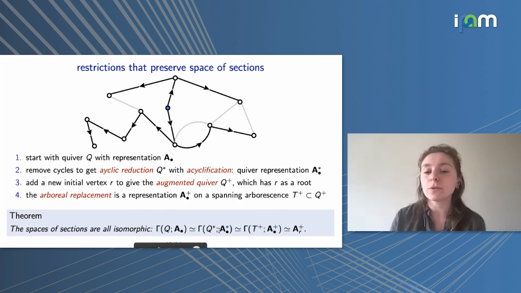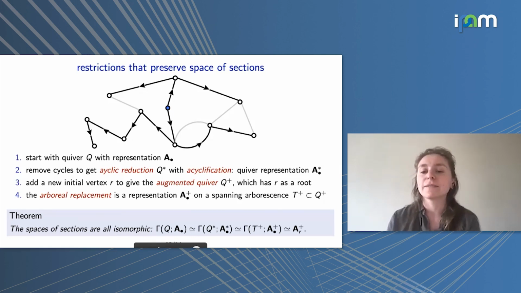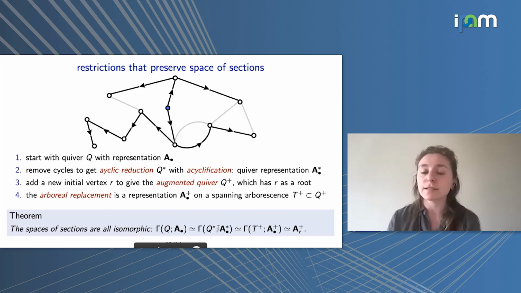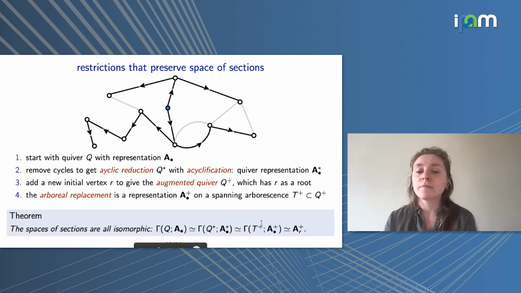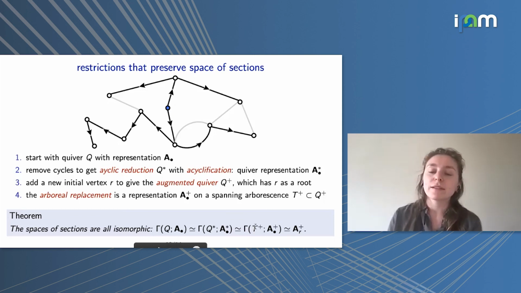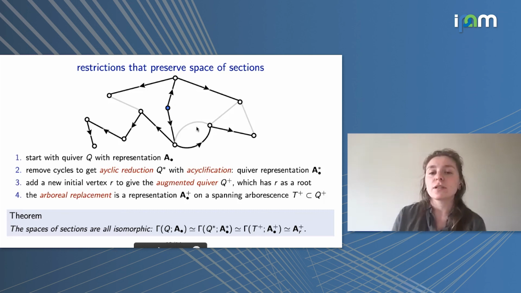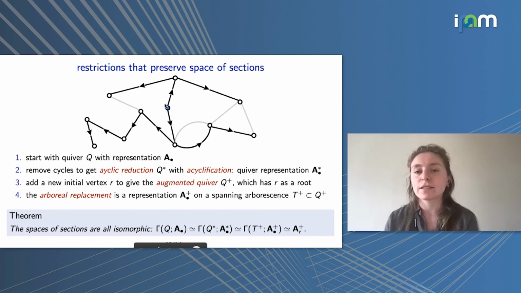So now we have this sequence of progressively easier quivers to compute the sections for. So we started with our complicated quiver, and its space of sections. We turned it into an acyclic quiver with its sections, and then to an arborescence with its sections. And finally, we know that for an arborescence, the space of sections is just the vector space that's assigned to the first vertex here.